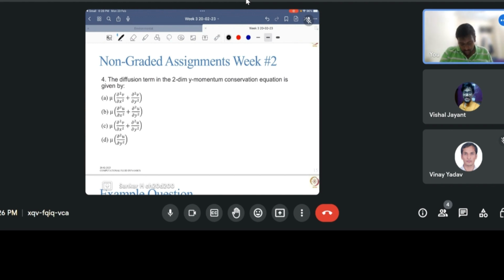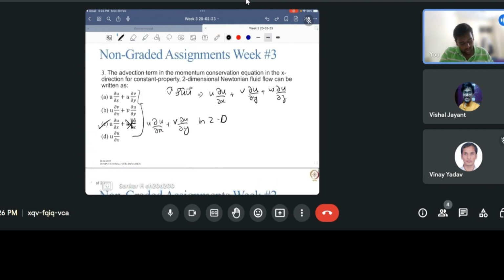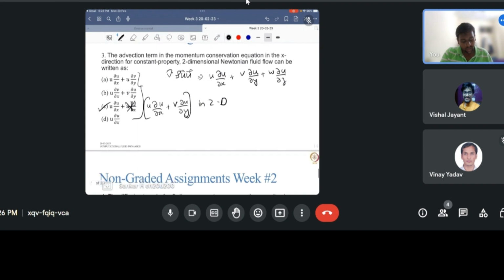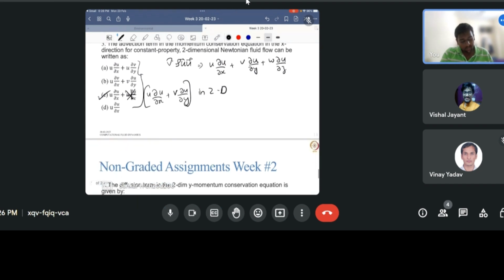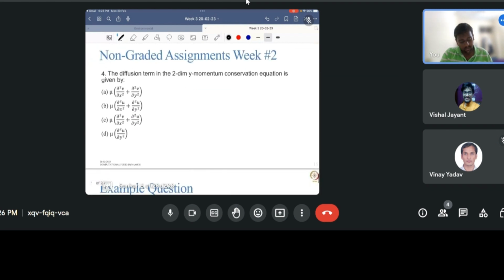Then moving on to question number 4 in the non-graded assignment, the diffusion term in the two-dimensional y momentum conservation equation. Actually, in the previous question, there is one small change I would make: it should be multiplied times the density. But since they just asked for the convection term, this density can be avoided, saying that density would come somewhere else in the equation. So the correct term here should be multiplied with the density. But yeah, this also goes.